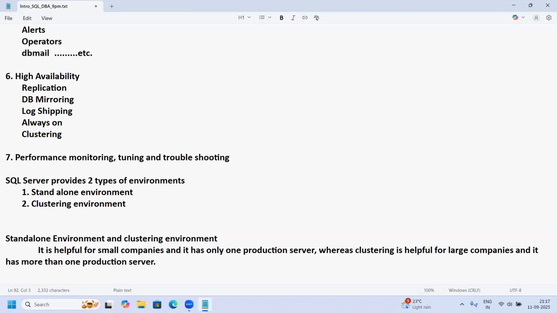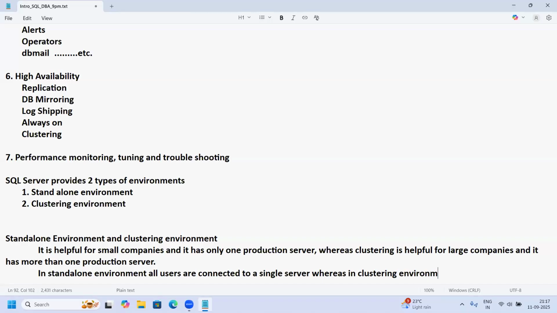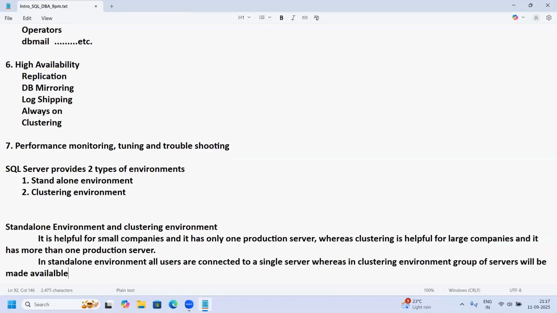And the second thing I said is, in the standalone environment, all users are connected to a single server, whereas in the clustering environment, a group of servers will be made available with a common name and common IP address.